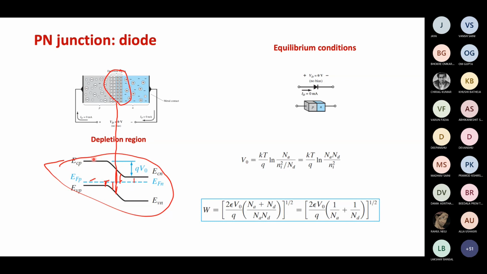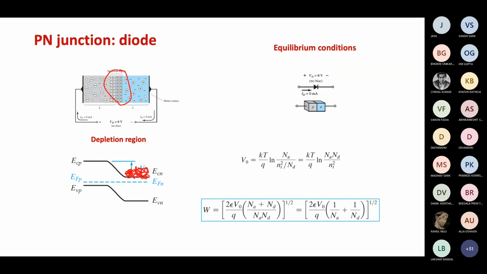The difference between the conduction band minima on P side and on N side is the contact potential of the diode. There is also an interesting thing that we can observe from the band diagram here. This is N-type material. It means that there are a lot of electrons in the conduction band here. So there are many electrons here. This is P-type material. The number of electrons is very small here, almost negligible.